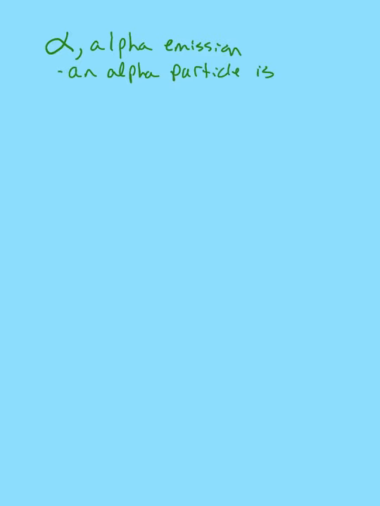So alpha emission, and the symbol for alpha looks like a little fish. So this is alpha emission. And an alpha particle is made up of 2 protons and 2 neutrons.